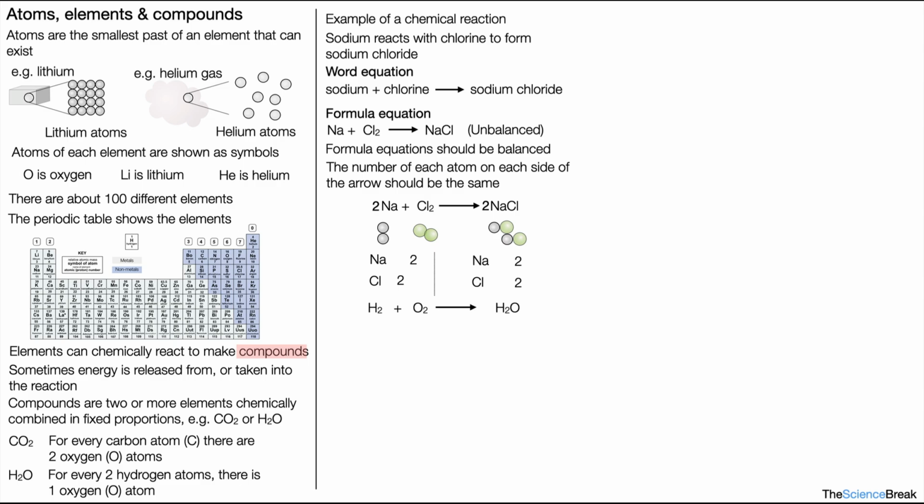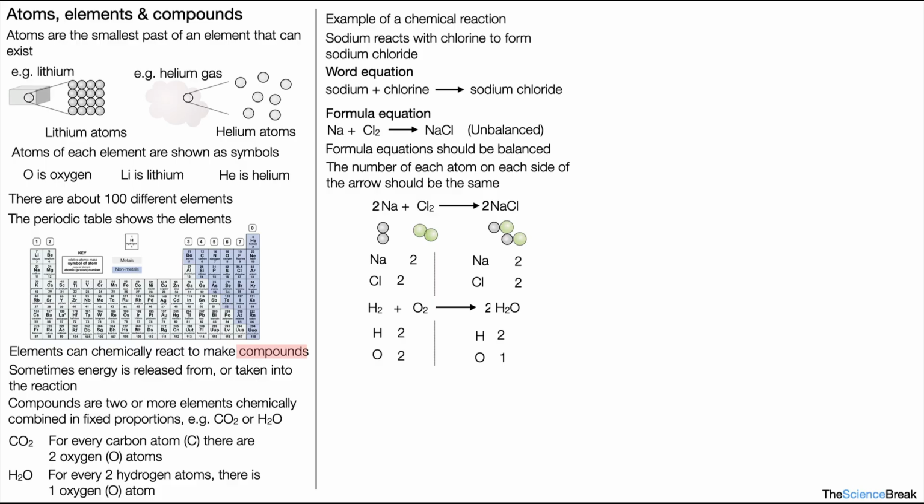Here's one more example. We don't need to keep drawing out the atoms every time. We can just write the atoms as symbols. So we have hydrogen on the left and hydrogen on the right, and oxygen on the left and oxygen on the right. We have two atoms of hydrogen on the left hand side and we have two on the right hand side. So far, so good. But we have two oxygens on the left and only one on the right hand side.